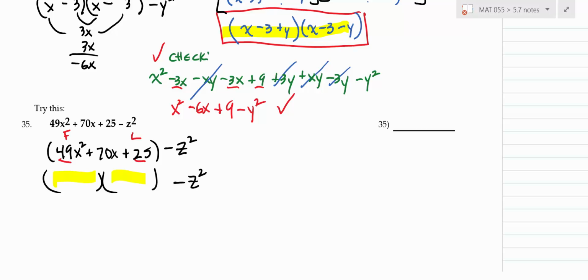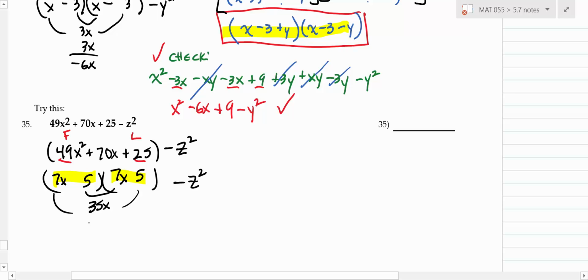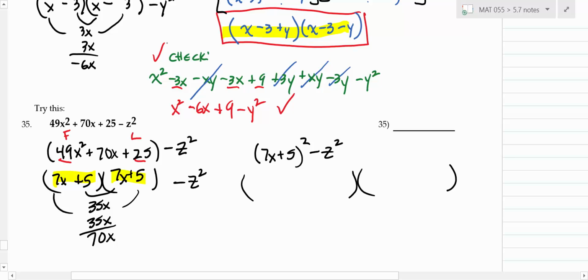Okay, so let's see. For 49, what you should have done is use 7x and 7x. For the 25, you should have used a 5 and 5. And then how did the signs go on this one? Plus plus. They're both 35x, and you're trying to make that add to 70, so it's plus plus like that. So you should rewrite this as 7x plus 5 to the second minus z squared. And you've got to realize that's a difference of 2 squares. There's a difference in the middle of 2 perfect squares, and you can draw 2 brackets or even 2 parentheses. It doesn't matter.